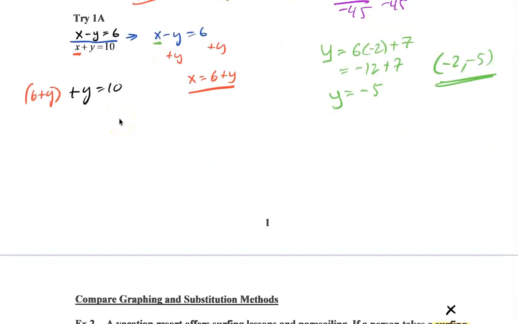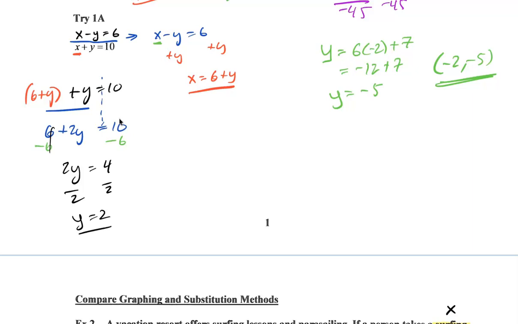And now we can add like terms. Remember, when they're on the same side, you just want to add them. So y plus y is 2y equals 10 minus 6. And now we can just solve it. We get 2y equals 4, divided by 2, divided by 2. y equals 2. And again, we're not done, all we have is y. We need to find x.